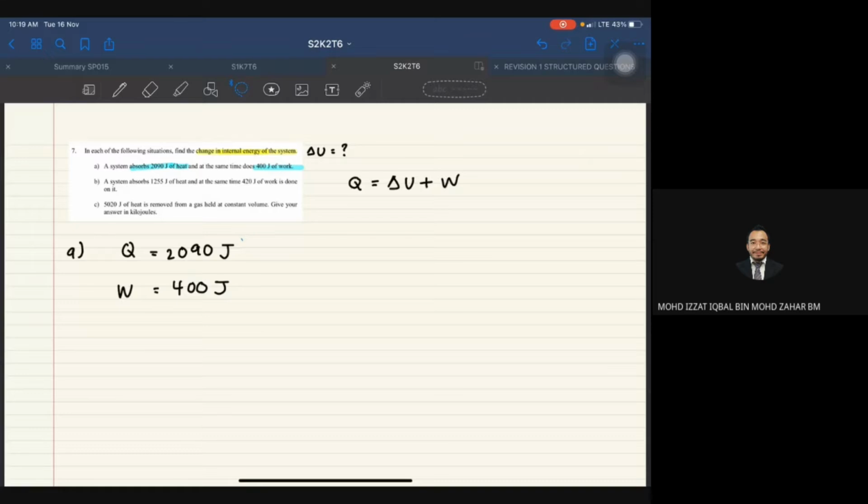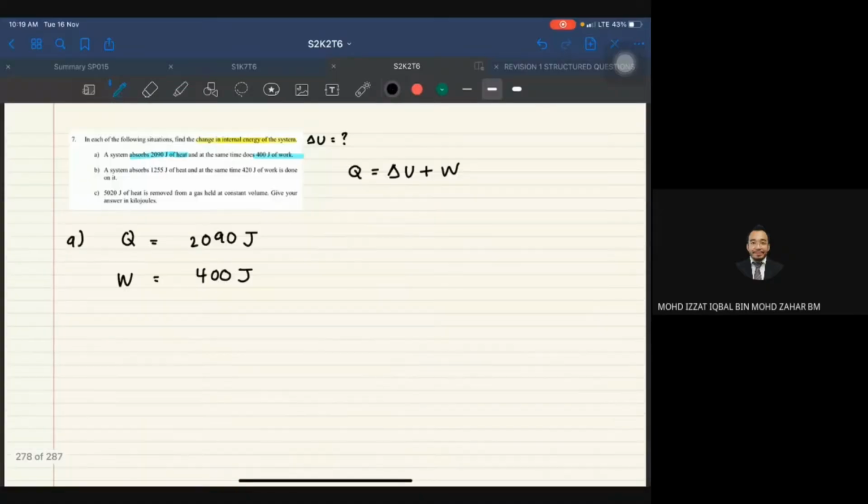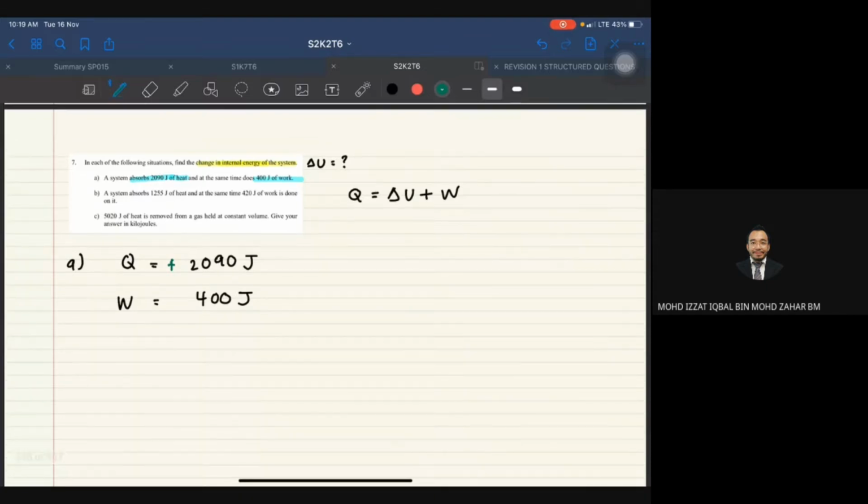So once you identify the quantity, now you want to identify whether it is positive or negative. Okay. Remember this is a scalar, so you have to identify yourself lah. Kalau system absorb, okay, kita go back ke atas. System absorb, Q dia positive or negative? Positive. Okay, very good. So you will expect to have a positive Q here. How about the work? At the same time, does 400 joule of work. Siapa yang buat kerja, sistem ke orang lain?